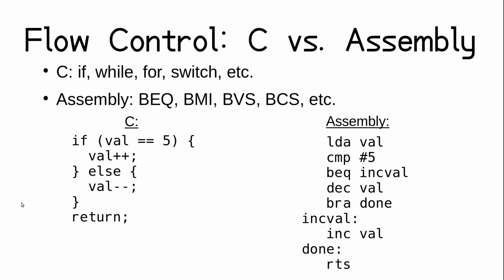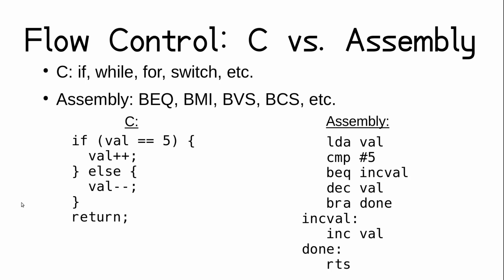Now, in C, like with most languages, you have some basic constructs that are used for flow control, like if statements, while and for loops, and switch statements. In 6502 assembly, each instruction does basically a single thing, so you have to use branching instructions like BEQ, BMI, and others that change the path of execution based on bits in the status register.